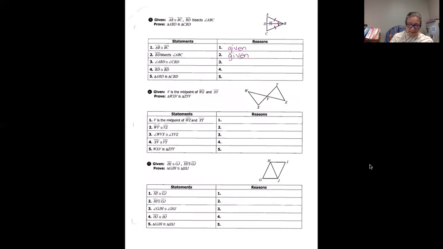Angle ABD is congruent to angle CBD. That is definition of bisector. Side BD is congruent to side BD, reflexive property. So the two triangles are congruent by side, angle, side.